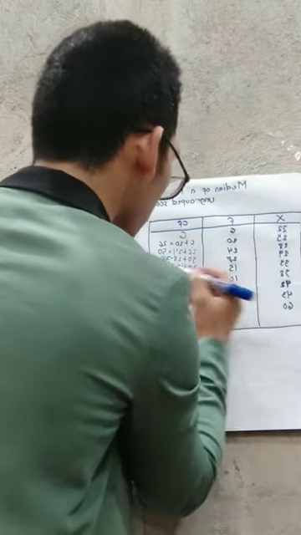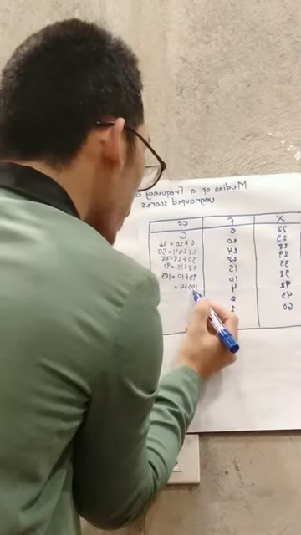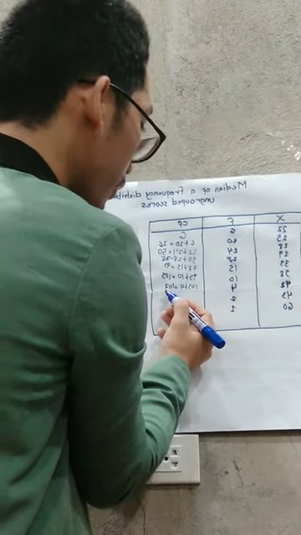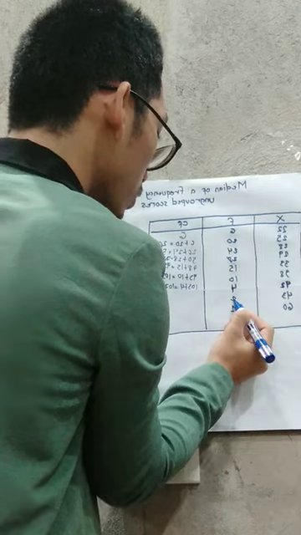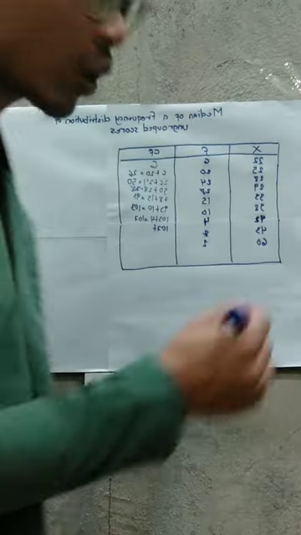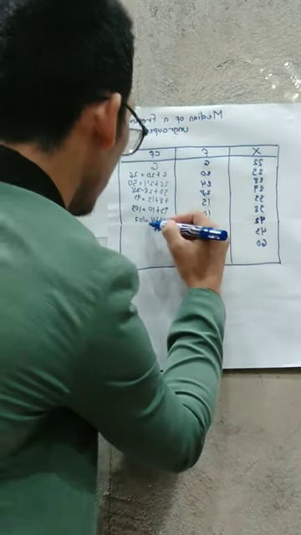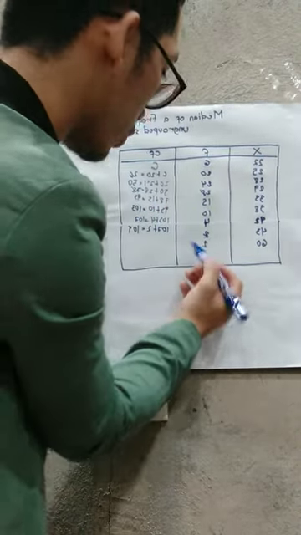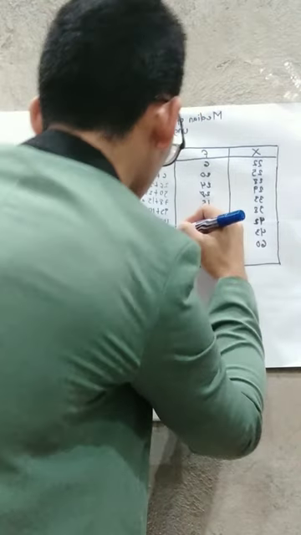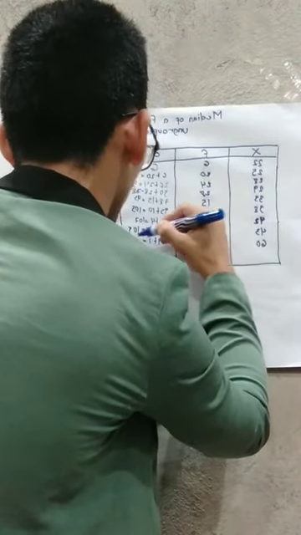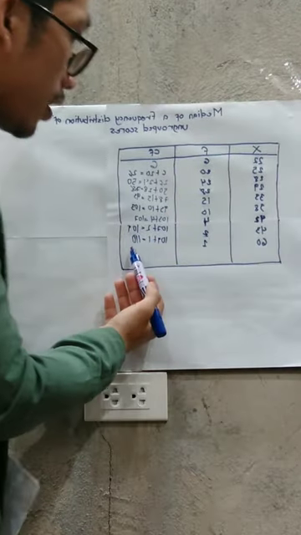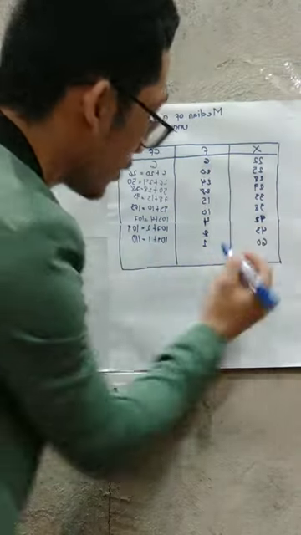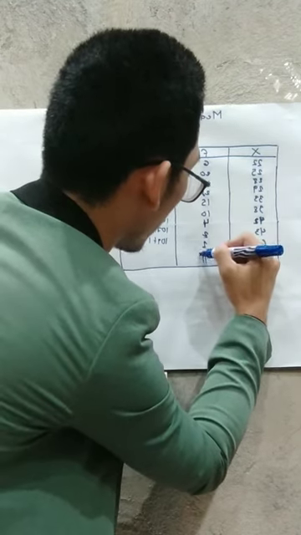We need to add this line. This process is like this: 103 plus 4 is 107. 107 plus 2 is 109. 109 plus 1 equals 110. So 110 is the last CF, and the frequency total is the same, 110.